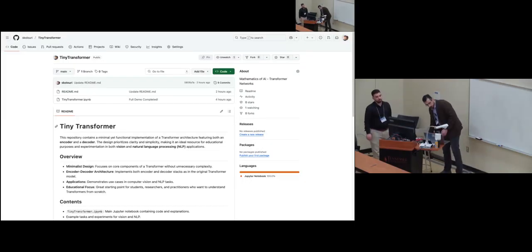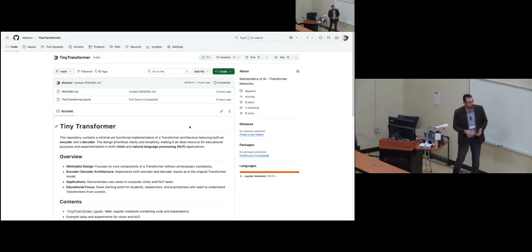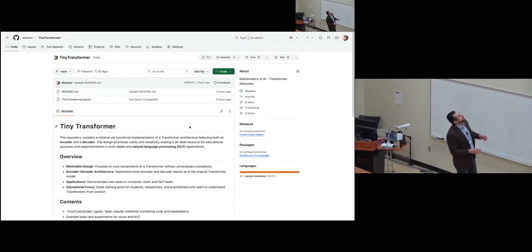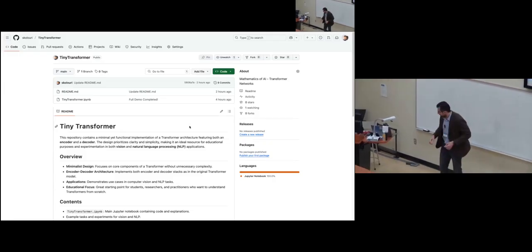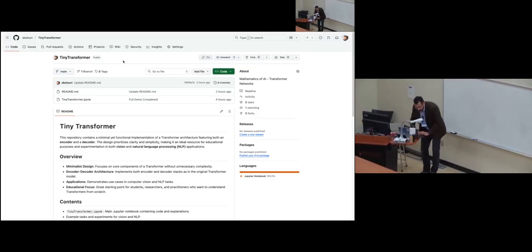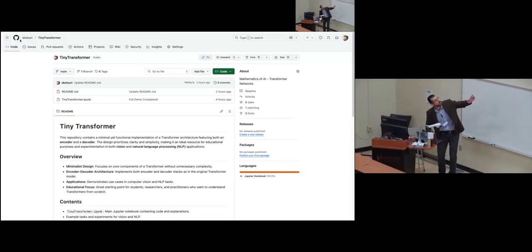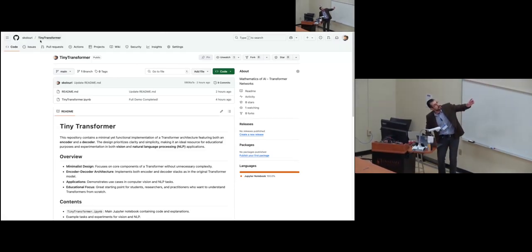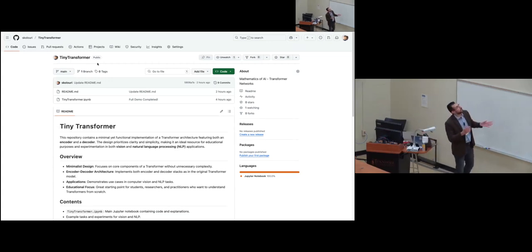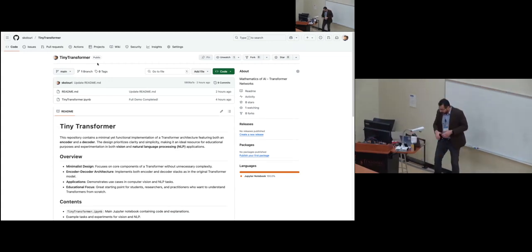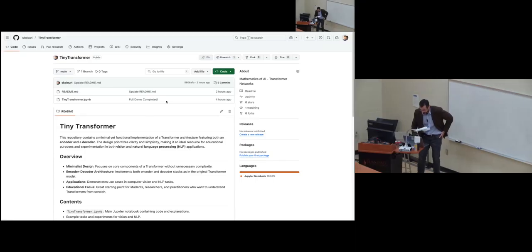If you have your laptops with you, you can go to my GitHub account. It's Kolouri. So you see it up here. And the repo is called Tiny Transformer. I have the link to it in the presentation as well. So simply, if you go GitHub, Kolouri, Tiny Transformer, you will land on this page.